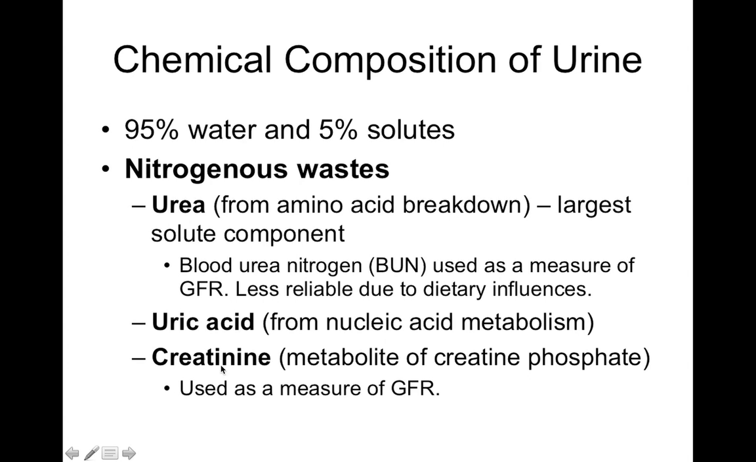Now, creatinine is also a metabolite of muscle, and it comes from creatine phosphate, which is a way that muscle cells can store ATP for later use. But they store it in the form of CP, or creatine phosphate. The metabolite of creatine phosphate is creatinine, and creatinine is actually cleared out by your kidneys as well. This is also a useful measure for GFR. So you might also measure someone's creatinine levels in their bloodstream as a function of GFR.